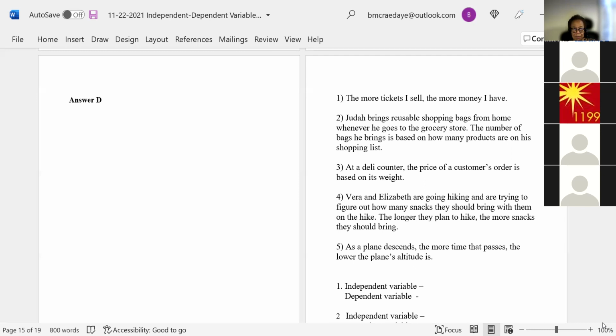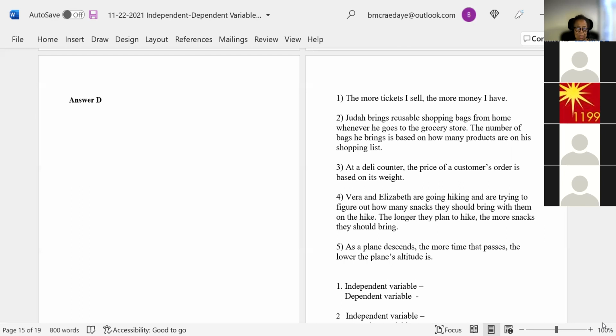The first one, Alva: the more tickets I sell, the more money I have. So you write down independent variable, dependent variable. You have the choices, the number of tickets sold, the money you have. Which one is independent? Which one is dependent?